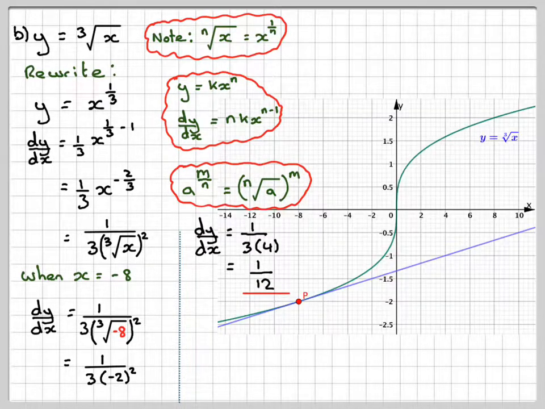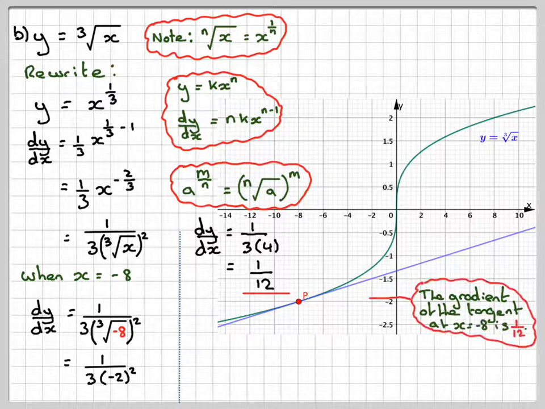So again, if we look at the graph, this is the graph of y is equal to the cube root of x. So here is the point where x is equal to minus 8. This is the tangent, and the gradient of that tangent will be 1/12. You're not really expected to draw these graphs in an exam though. The gradient of the tangent at x is equal to minus 8 is 1/12.